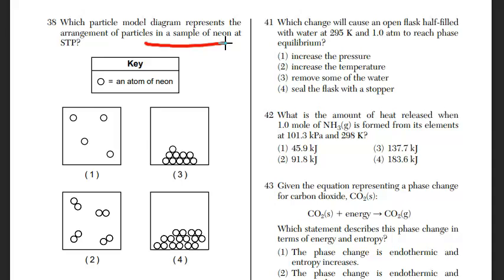Neon is what we call a monatomic gas, just like all the other noble gases. In other words, it doesn't have to couple up or be together to be stable in nature. And yes, it's a gas. So what are we going to do? We're going to show the atoms of neon farthest apart, which is choice 1.